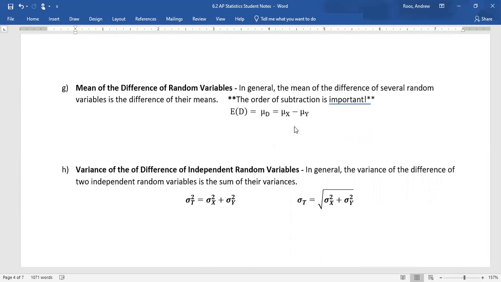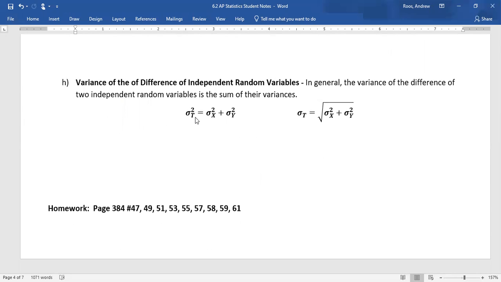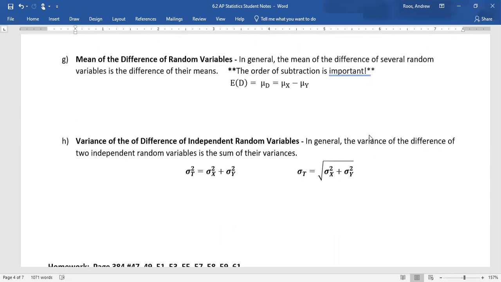If you were subtracting, you could subtract means to get the new mean. Variance, we still add the variances together to get the new variance. And to get the new standard deviation, we still add the variances together and take the square root of that result. Okay, so a lot of formulas there, a lot of formulas to know.